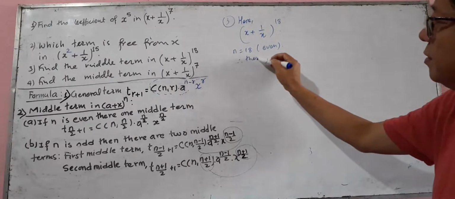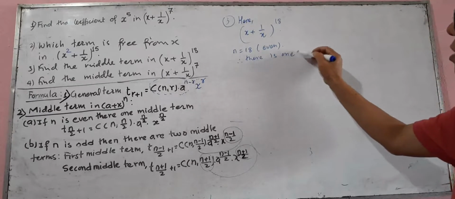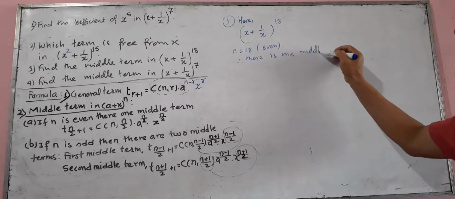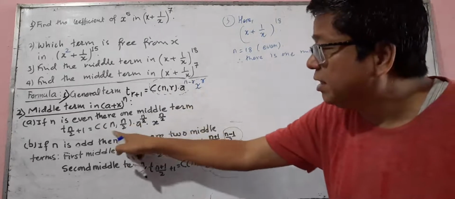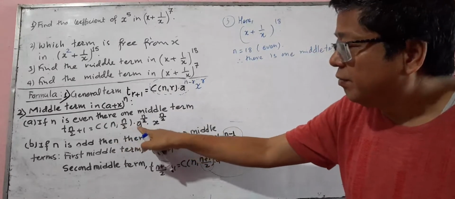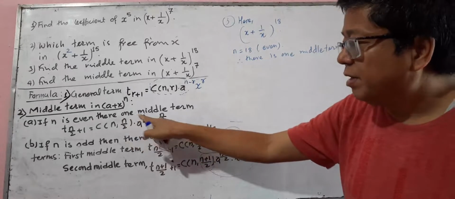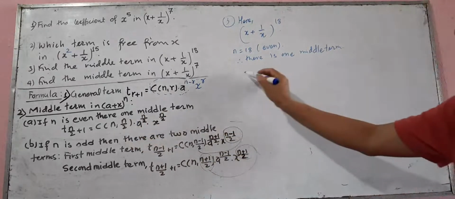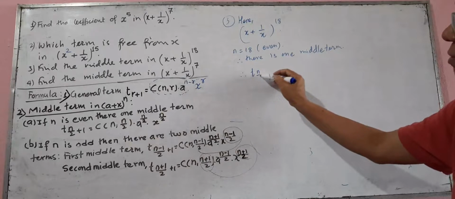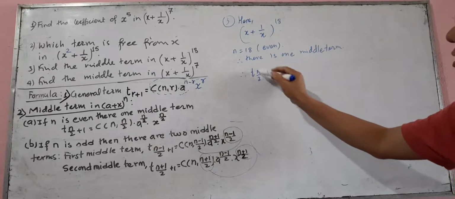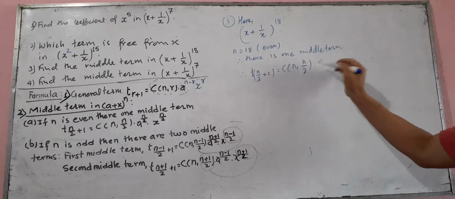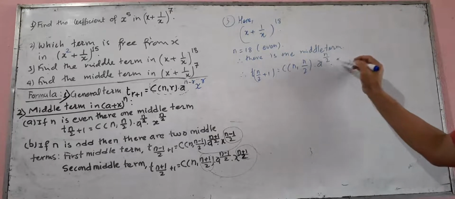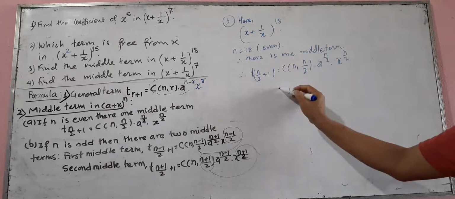Therefore there is one middle term, and this middle term is given by C(n, n by 2), a to the power n by 2 and x to the power n by 2. Therefore the middle term is T(n by 2 plus 1) equal to C(n, n by 2) times a to the power n by 2 times x to the power n by 2. So now we replace.